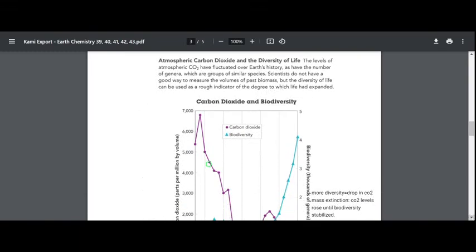So over here we're looking at atmospheric carbon dioxide and the diversity of life. The levels of atmospheric carbon dioxide have fluctuated over Earth's history, as have the number of genera, which are groups of similar species. Scientists do not have a good way to measure the volumes of past biomass, but the diversity of life can be used as a rough indicator of the degree to which life had expanded.